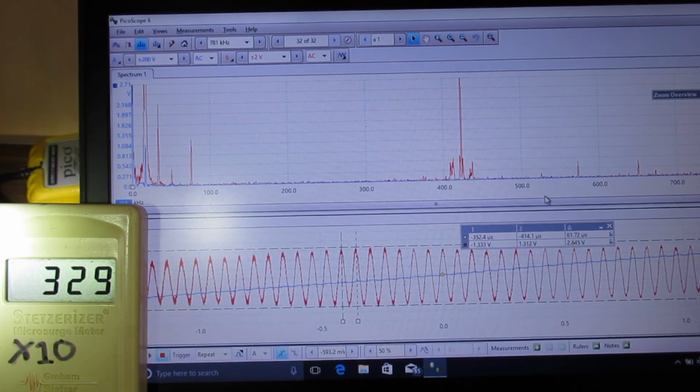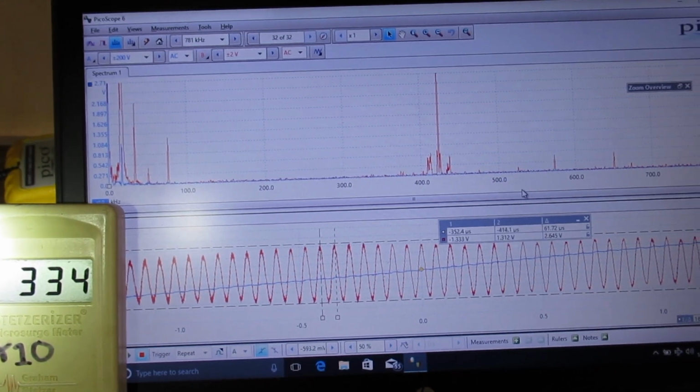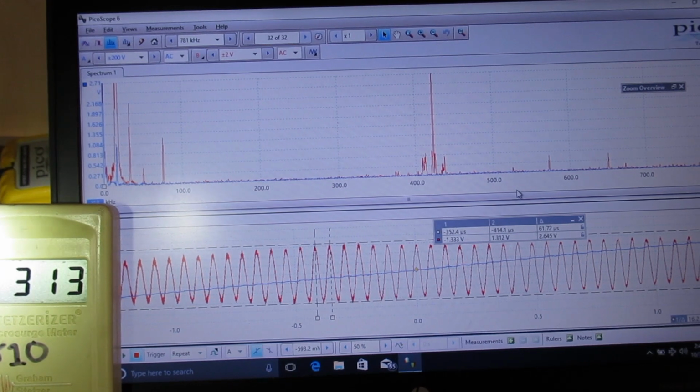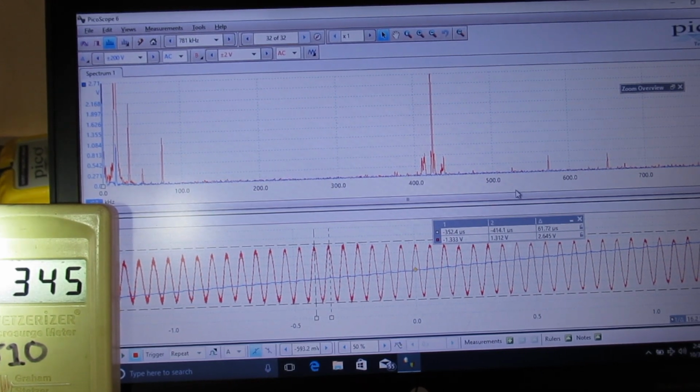Okay, this is Eric Windheim, building biologist and electromagnetic radiation specialist. Today we are examining a SolarEdge string inverter.